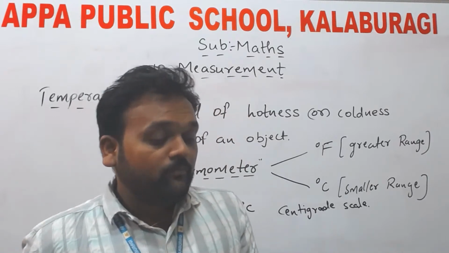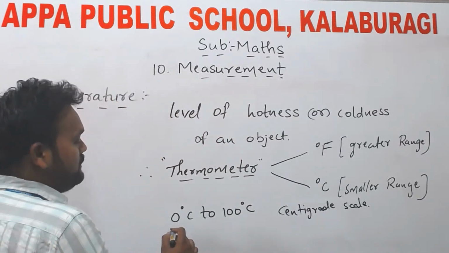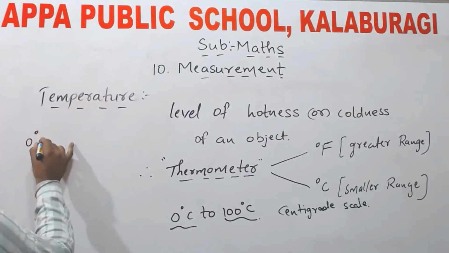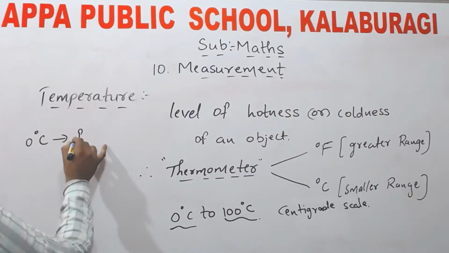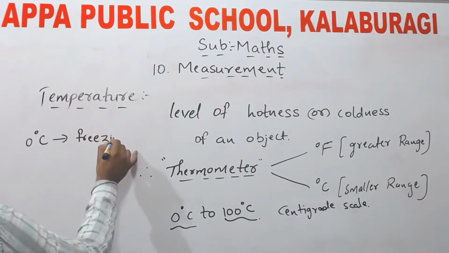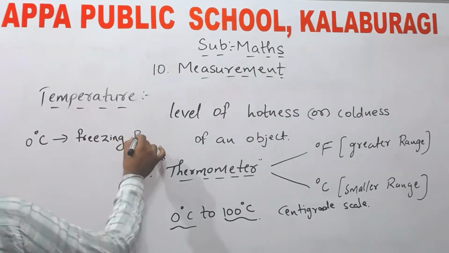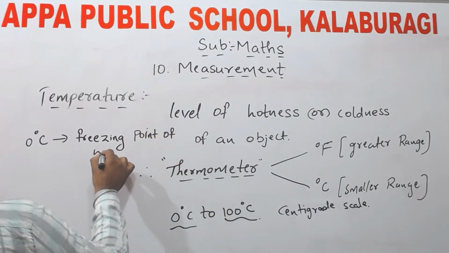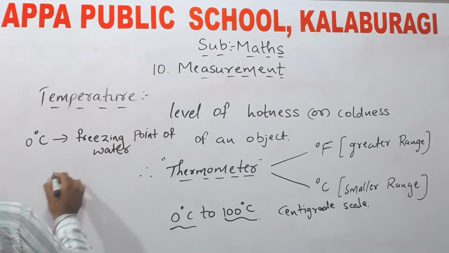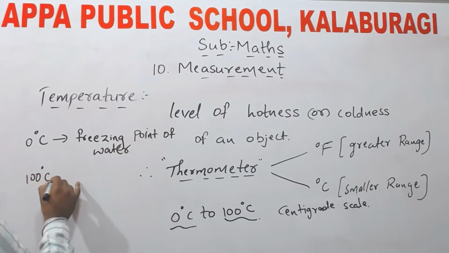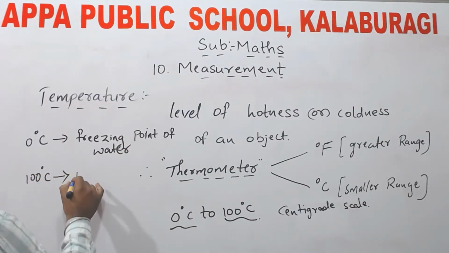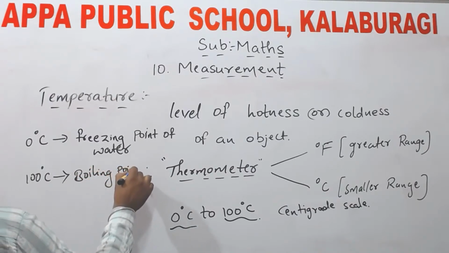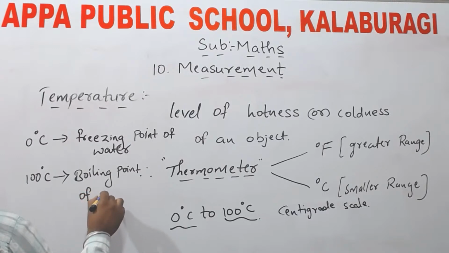Now, what does this 0 degree Celsius mean? What does this 100 degree Celsius mean? This 0 degree Celsius is the freezing point of water. This 100 degree Celsius shows the boiling point of water.